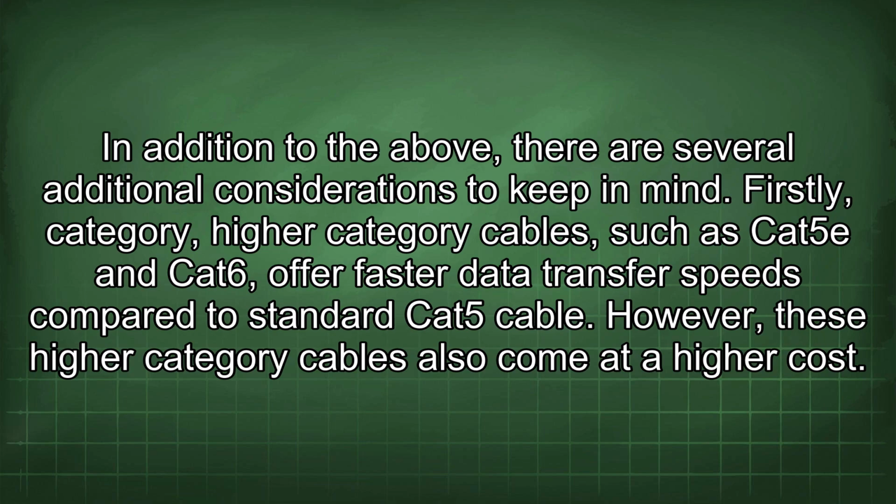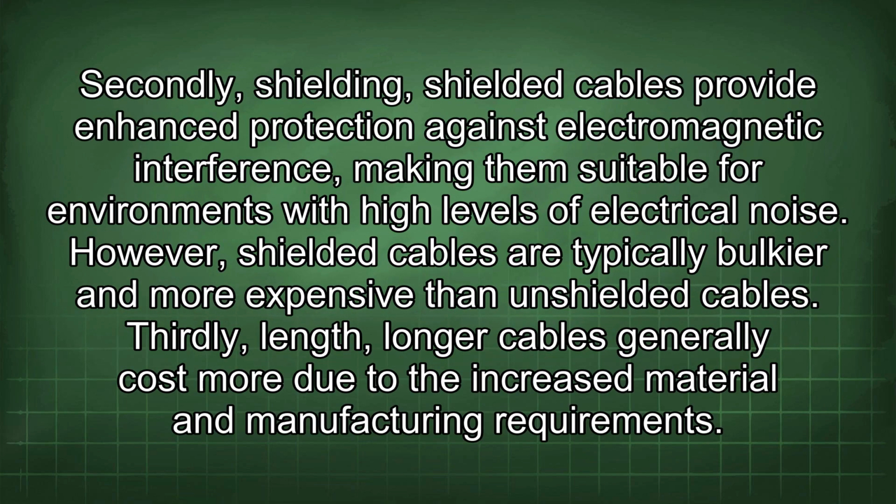Firstly, higher category cables, such as Cat5e and Cat6, offer faster data transfer speeds compared to standard Cat5 cable. However, these higher category cables also come at a higher cost. Secondly, shielding. Shielded cables provide enhanced protection against electromagnetic interference, making them suitable for environments with high levels of electrical noise. However, shielded cables are typically bulkier and more expensive than unshielded cables. Thirdly, length. Longer cables generally cost more due to the increased material and manufacturing requirements.